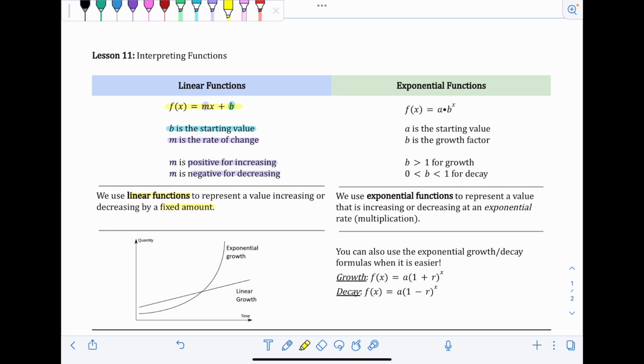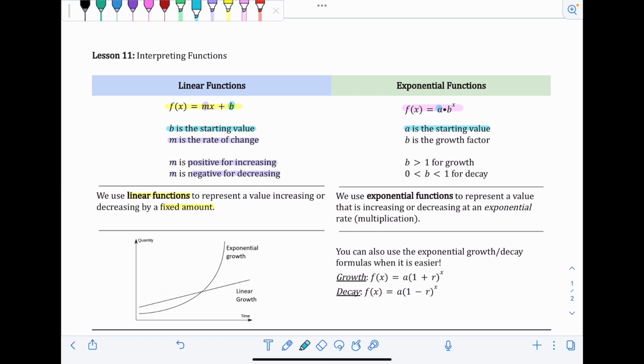For exponential functions, at least one of the formulas is f(x) equals a times b to the x. You can also choose to use the exponential growth or decay formulas depending on the situation. But f(x) equals a times b to the x is our standard general form for an exponential. In this case, a is the starting value. So the number out in front, that's where we start. If it was a sequence, it would be a1. If you are starting with a population of 1 million, that would be a.